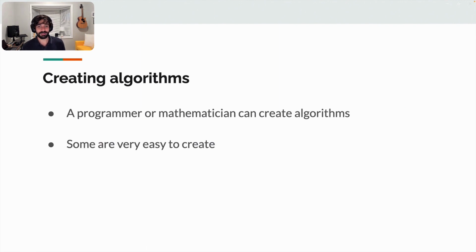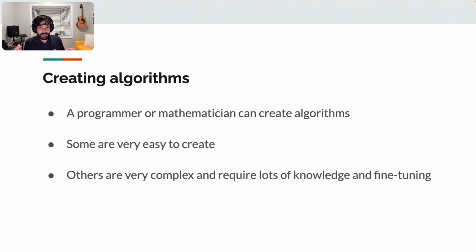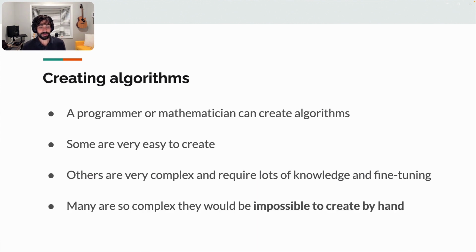Some are very easy to create, like the example we gave earlier with the thermostat. But others, like the robot vacuum, are very complex and require lots of knowledge and fine-tuning. So maybe lots of mathematical knowledge, maybe lots of time spent making sure the algorithm handles all of the different cases that can happen. Many algorithms are so complex that they'd be impossible to create by hand. Even if you're an expert programmer or a master mathematician, it's so complicated you wouldn't be able to sit down and come up with it. It's just too much. And there's a good example here.